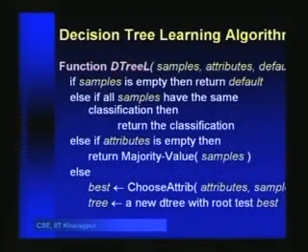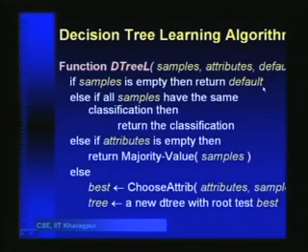So, let us now look at the decision tree learning algorithm. This is the pseudocode for the decision tree learning algorithm. If samples is empty, then we return default. What is default? Default is the default decision that we are going to take. We will always have a default decision. Later on, we will see that in case we do not have any information, the default decision will be the majority among the samples that we have.